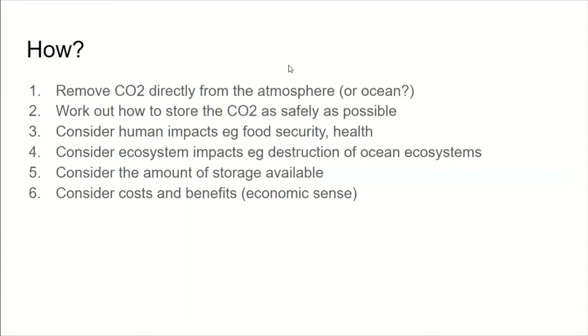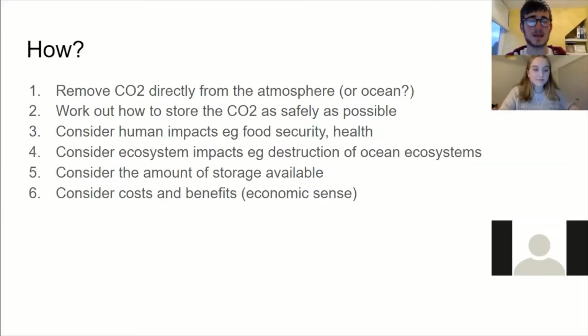So one of the questions is, how do we do it? So here's a 6-step plan to removing carbon dioxide from the atmosphere. Firstly, we need to remove CO2 directly from the atmosphere in some way. Or we can even remove it from the oceans.